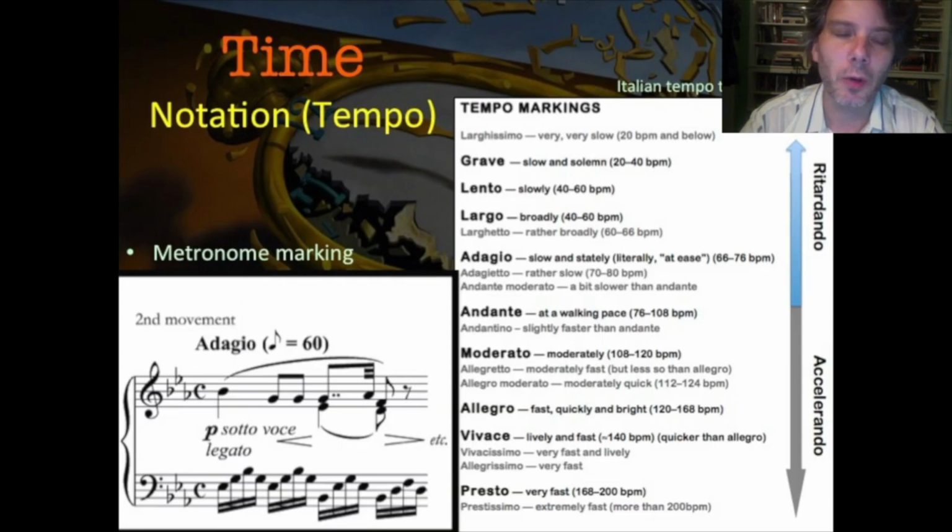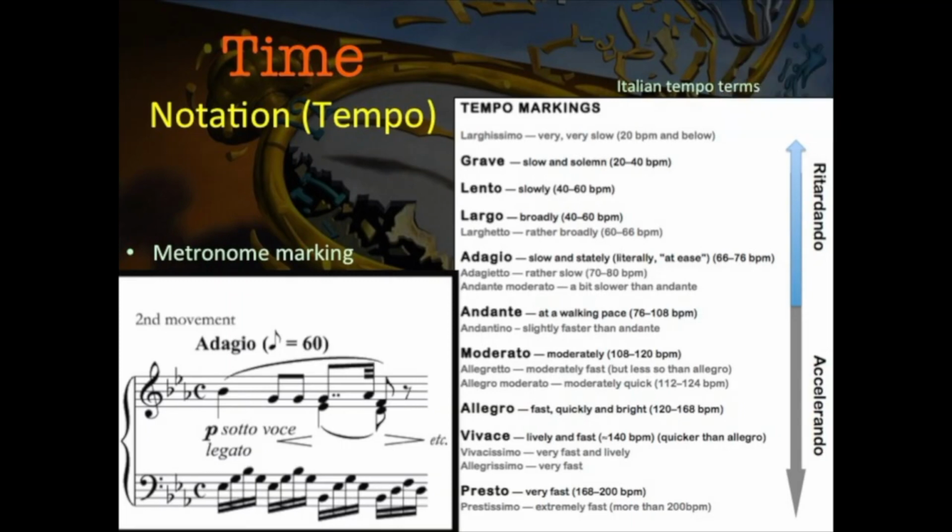Next to adagio on the lower left, we see an eighth note equals 60. What that means is that we have 60 eighth notes per minute. So each eighth note, the beat for each eighth note, will last about 1 second.